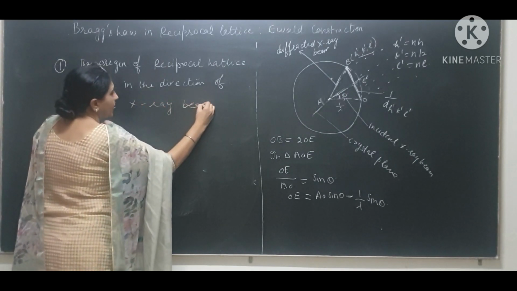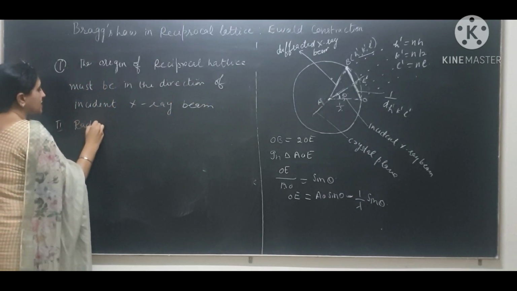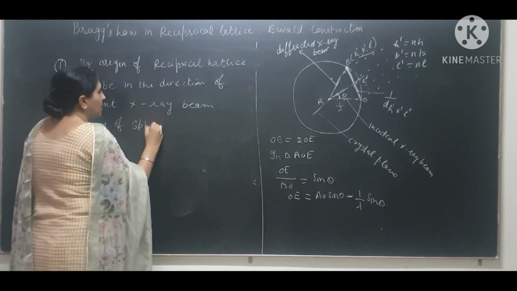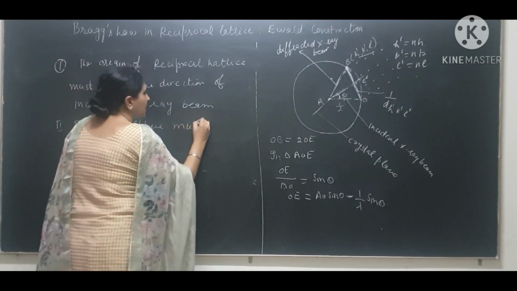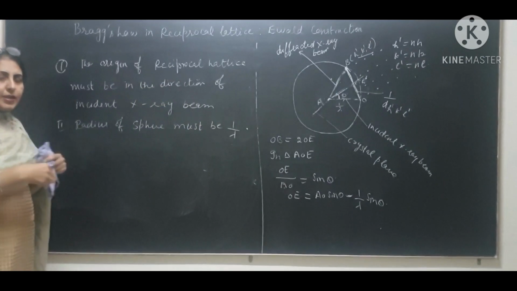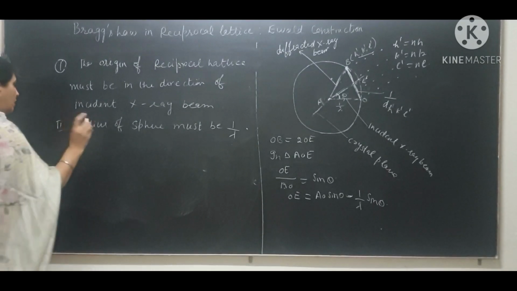Clear? And the second point, the radius of the sphere must be 1 over lambda. Then Bragg's law can be satisfied. Clear? So the radius should always be taken as 1 over lambda.